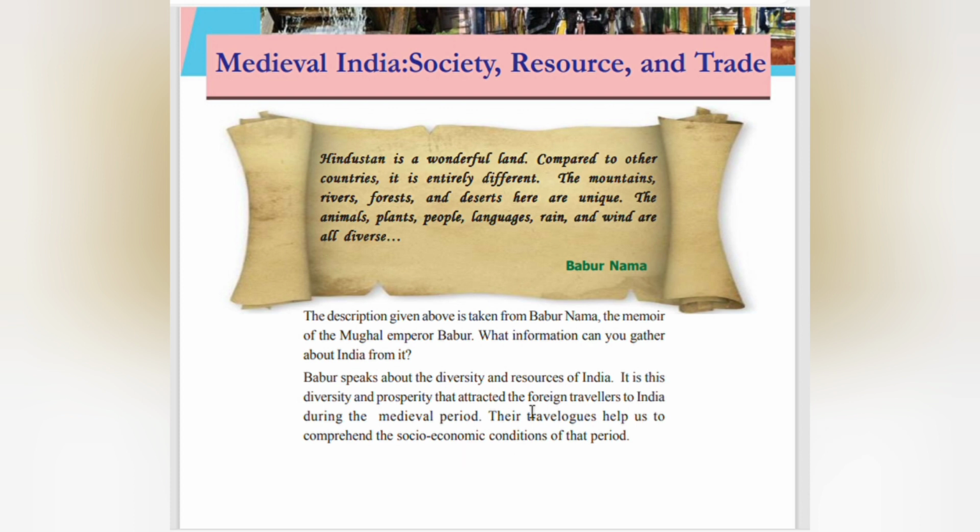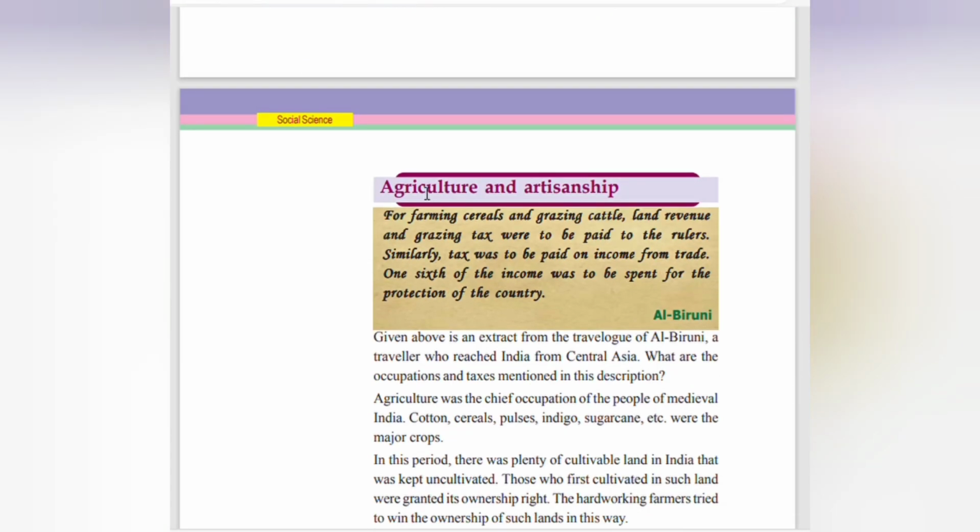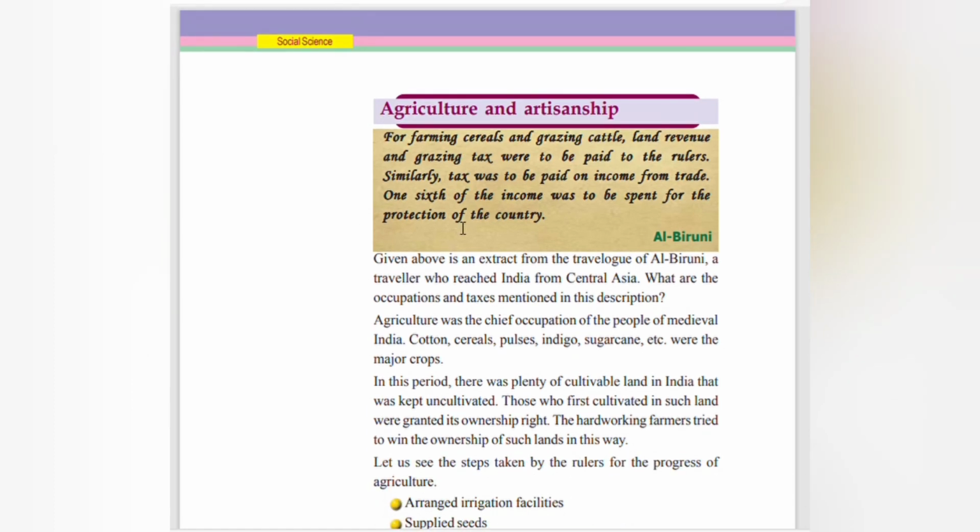Their travelogues help us to comprehend the socio-economic conditions of that period. Agriculture and artisanship. For farming cereals and grazing cattle, land revenue and grazing tax were to be paid to the rulers.